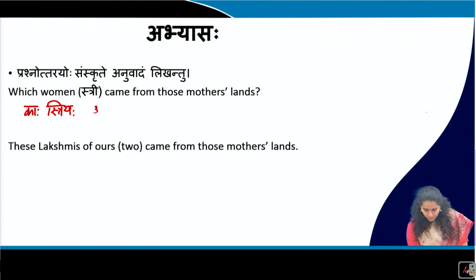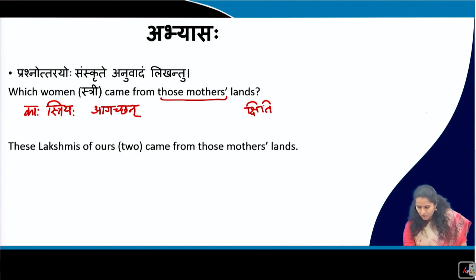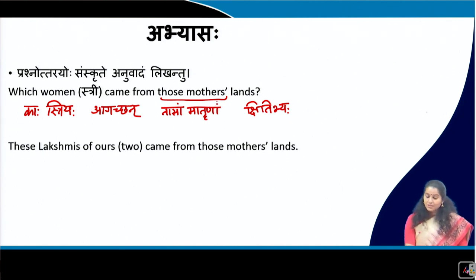came, agachan, from those mothers' lands. We'll keep those mothers together, from lands. So we can say that is Kshiti. Let's take the word Kshiti. You can say Prithvi, Kshiti, whatever. So Kshitibhyaha. And from those, sorry, Tasam Matranam. Okay, so ka striha agacchantasa matranam kshitibhihi.